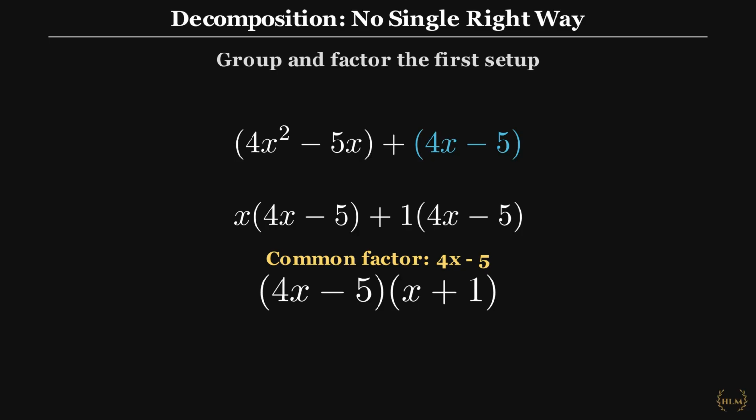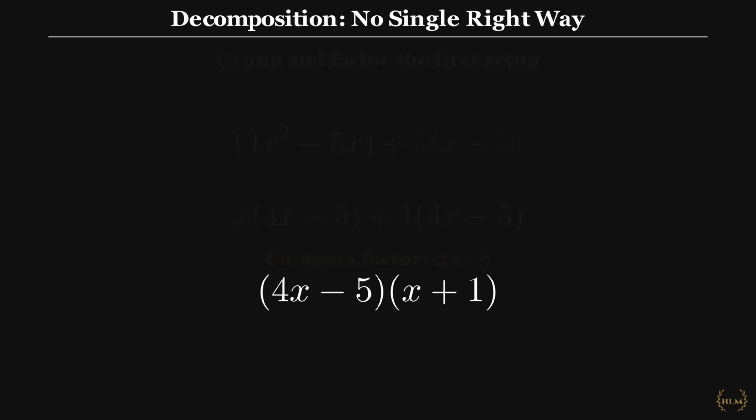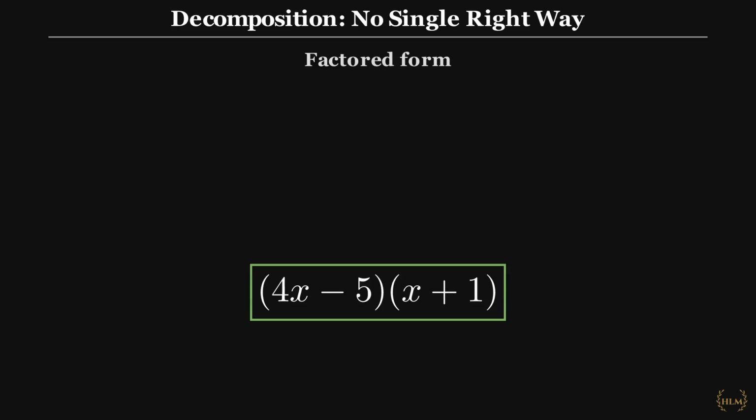And then we have 4x minus 5 as a common factor for both these terms. So we take out the 4x minus 5 in brackets. And then the second set of brackets is what's left over, which is x from the first set, and then plus 1 from the second set. So our factored form is 4x minus 5 times x plus 1.